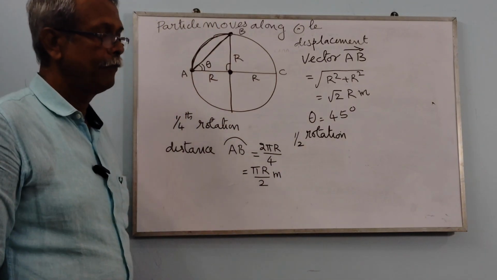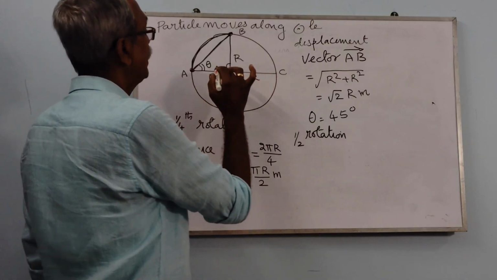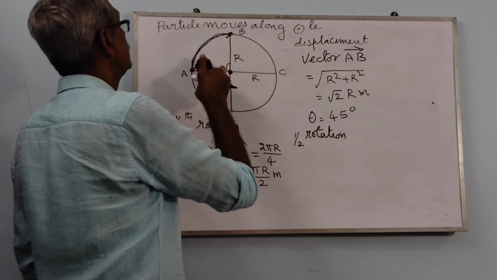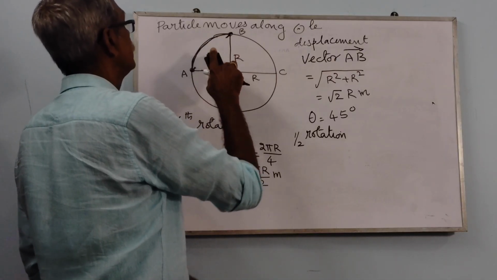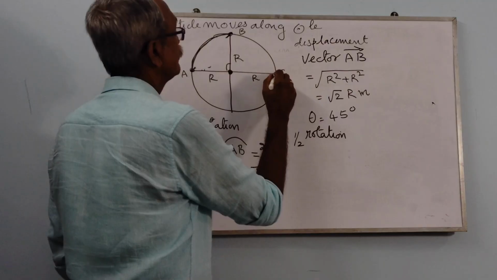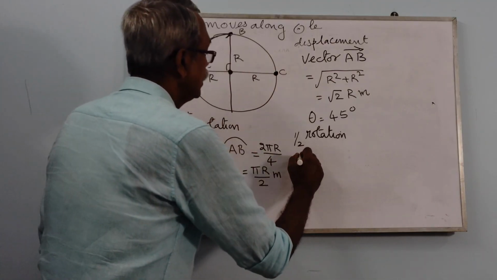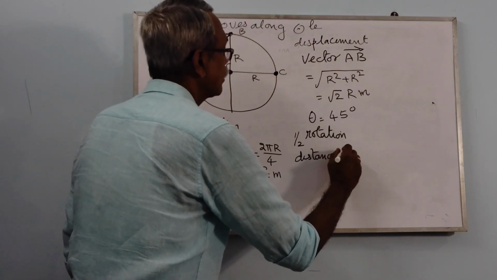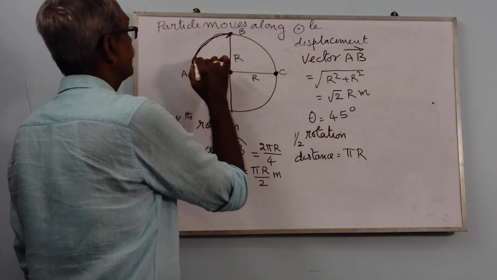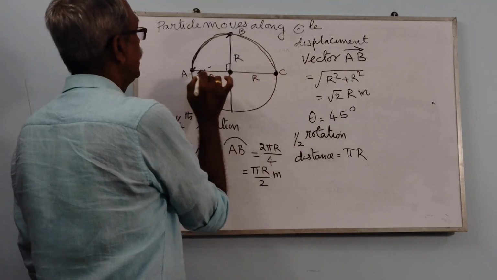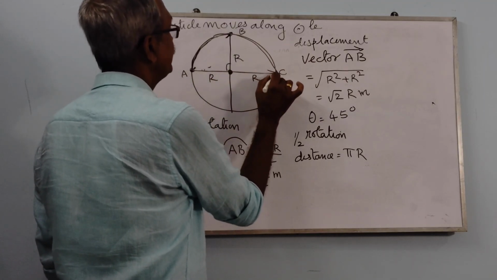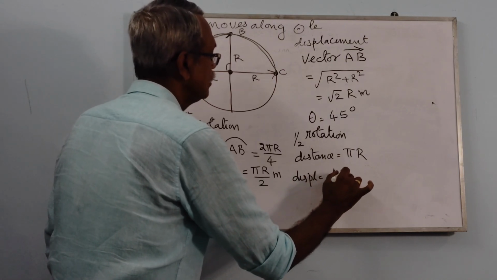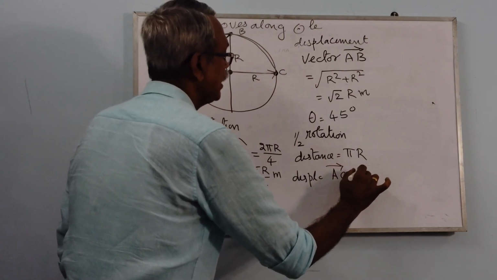Half of rotation is the particle reaches the point here. And therefore, distance is equal to pi r, half of 2 pi r. This distance is pi r. And displacement is this AC. Displacement is the vector AC, which is clearly equal to 2r.